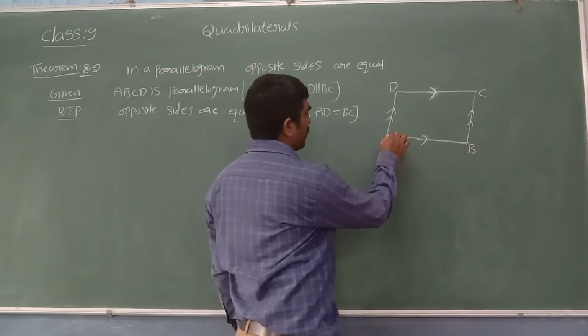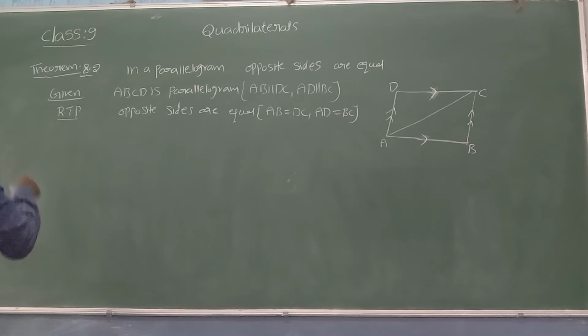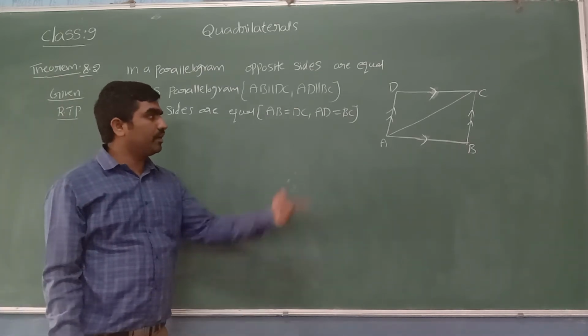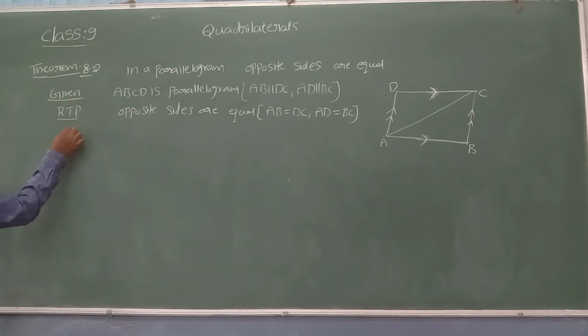Now let us draw one diagonal AC. Sir, why a diagonal? To get two triangles. Why two triangles? To prove them congruent. Why congruent? By simplicity we can write that corresponding sides are equal. Yes, now I am doing a small construction.